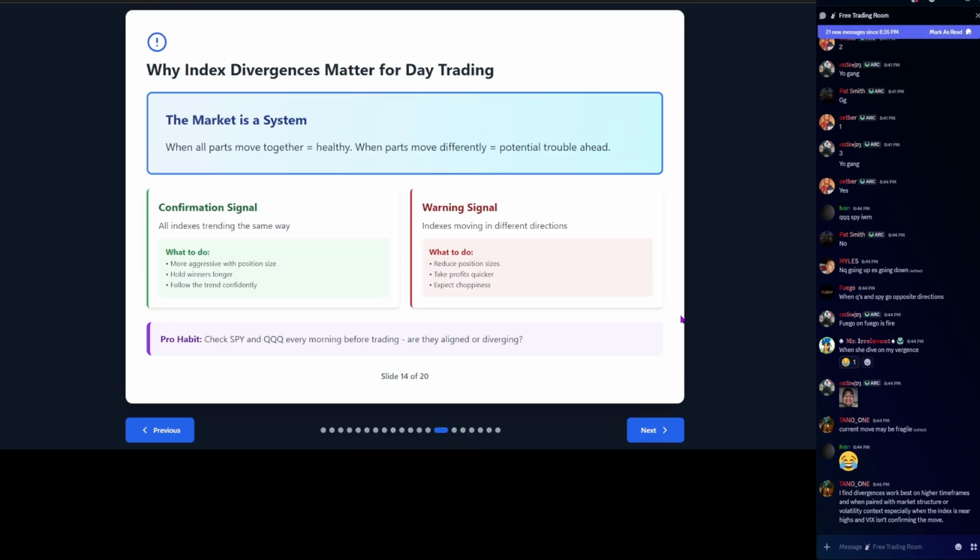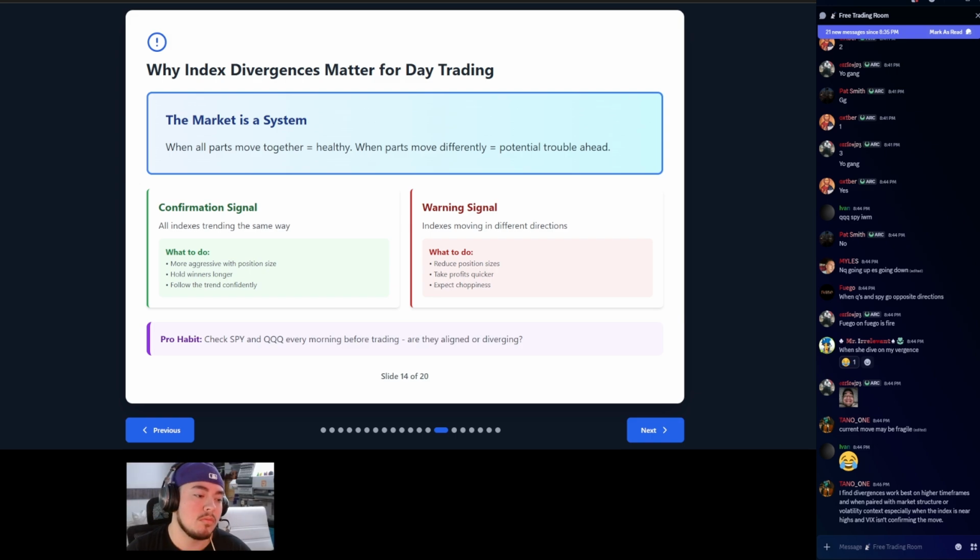So why do index divergences matter for day trading, right? The market is a system. When all parts move together, it's healthy. When parts move differently, you've got to look at it like there's potential trouble ahead, right? When things are moving differently, you have to be a little more cautious, especially if you're trading directionally. If you're looking for calls and, like I said, QQQ is moving up and SPY is moving down, there's a clear divergence. You have to be very cautious with what you're doing, right?